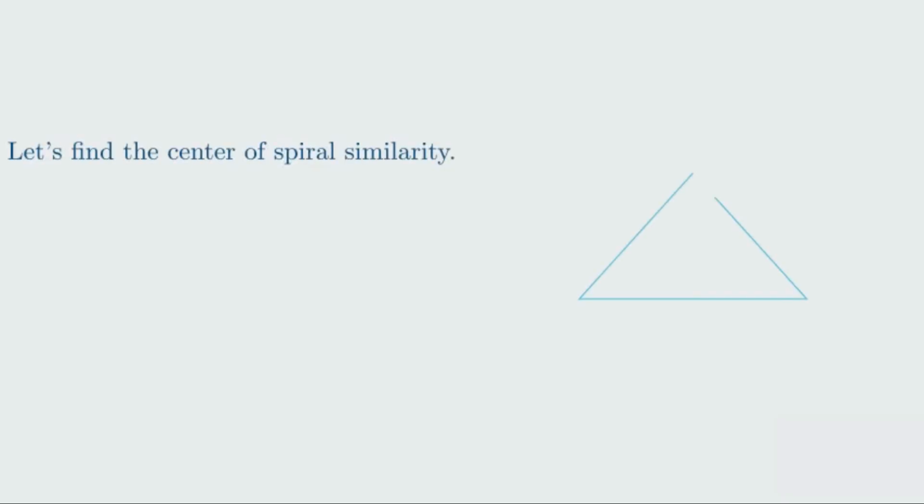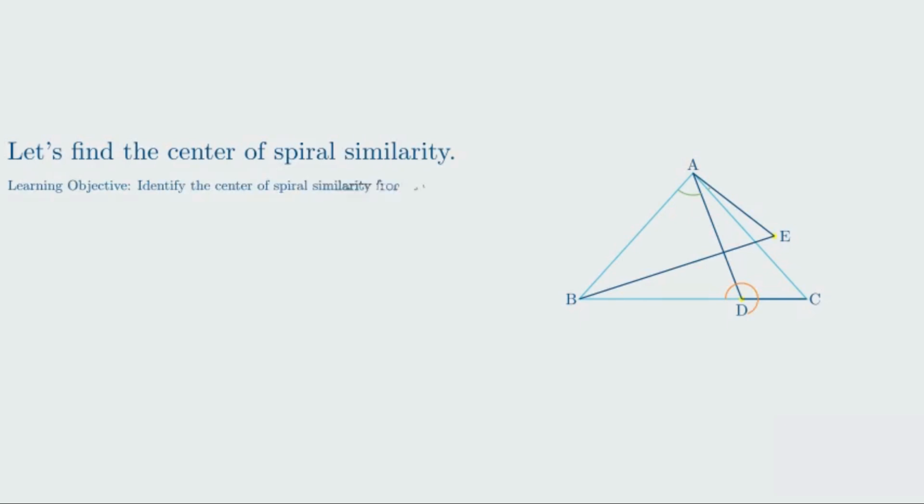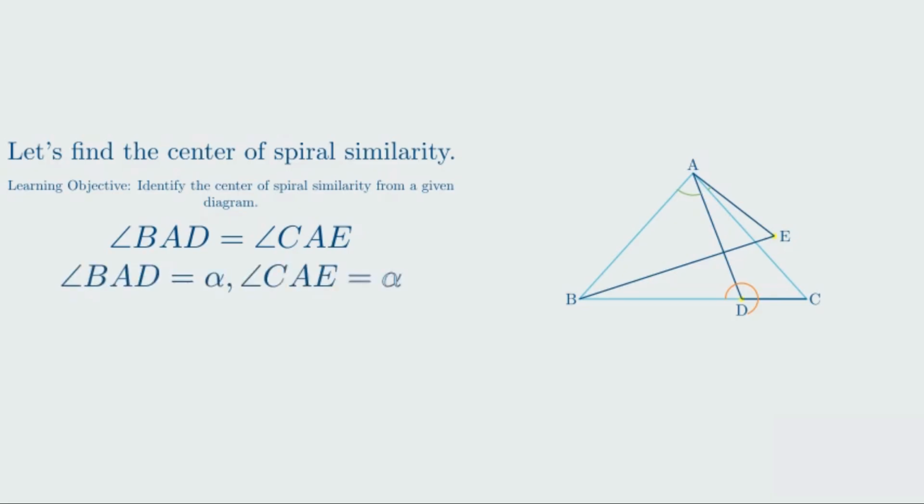Welcome back to the problem. In this scene, we will define a crucial point that will simplify our analysis: the center of the spiral similarity. Our goal here is to identify a specific geometric point that connects the triangles involved in this problem. Recall the condition from the problem statement: angle BAD is equal to angle CAE. Let's call this common angle alpha. This means angle BAD equals alpha and angle CAE equals alpha.